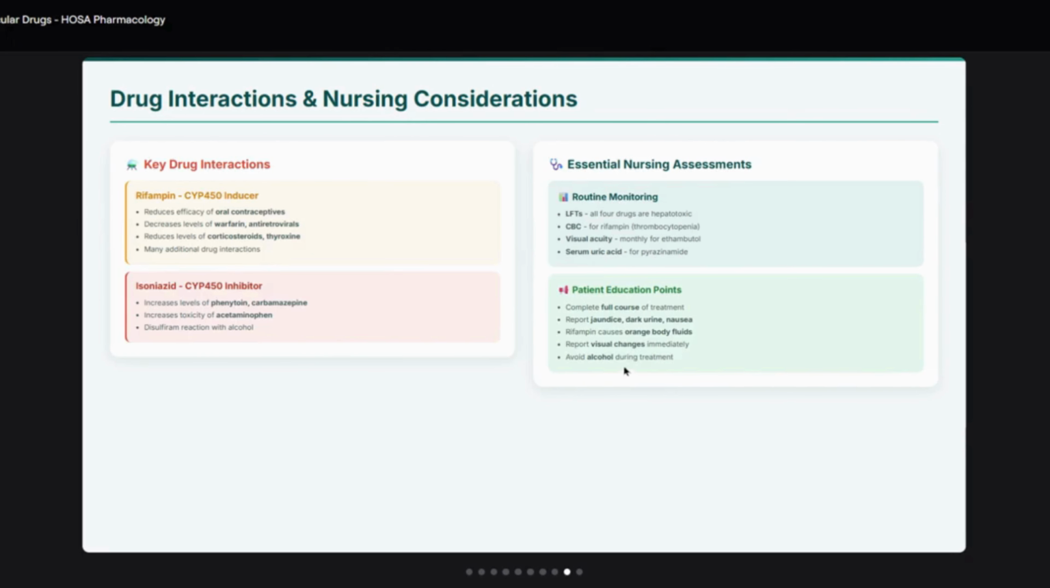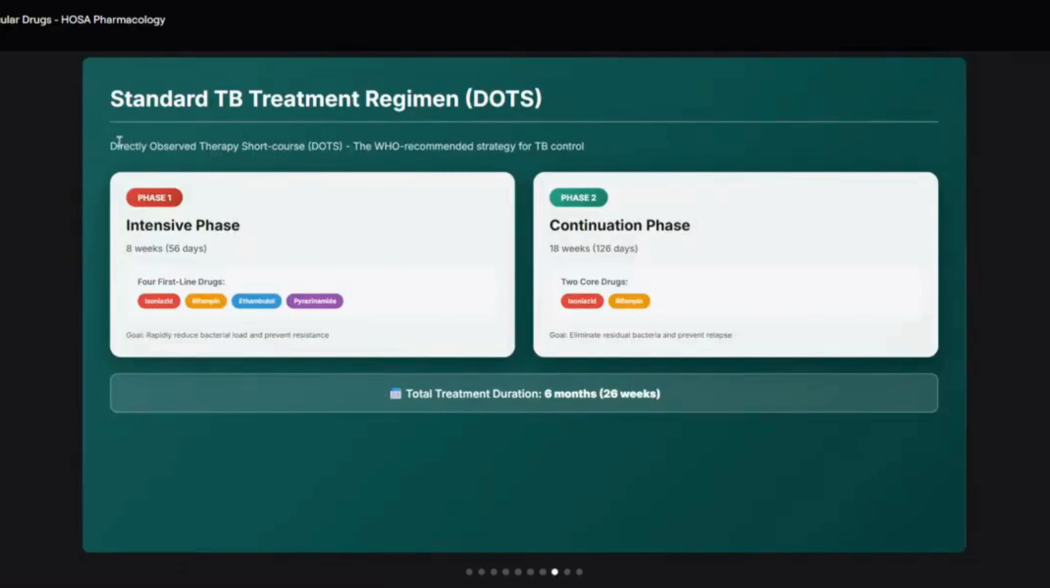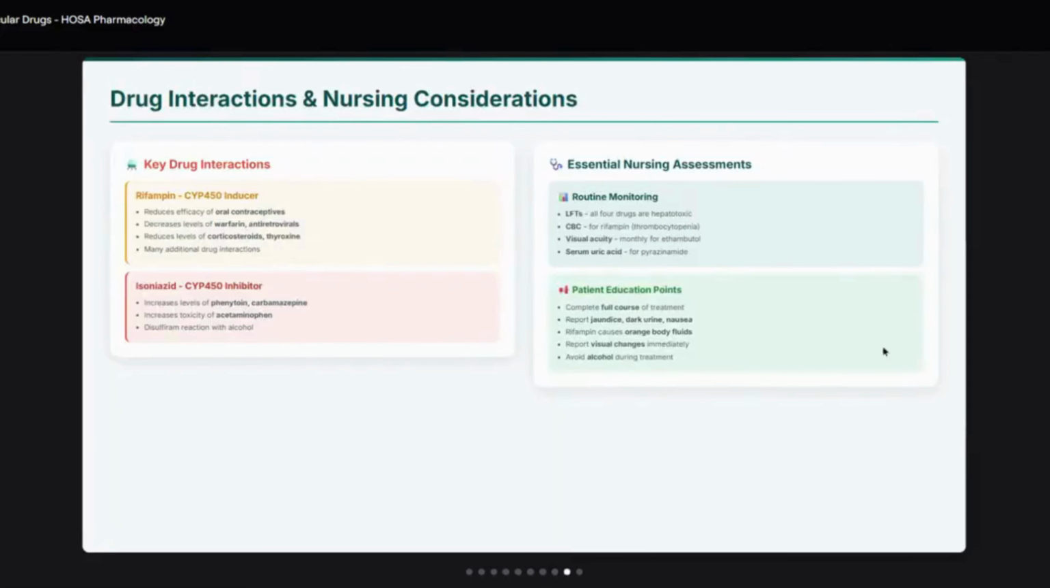Ethambutol. For any drug, you should really avoid alcohol. And this is what you should be doing. That's why you need routine monitoring and DOTS, also known as directly observed therapy, because they need to be directly observed because of these problems.